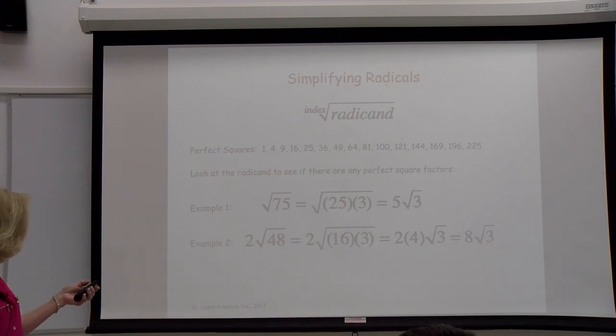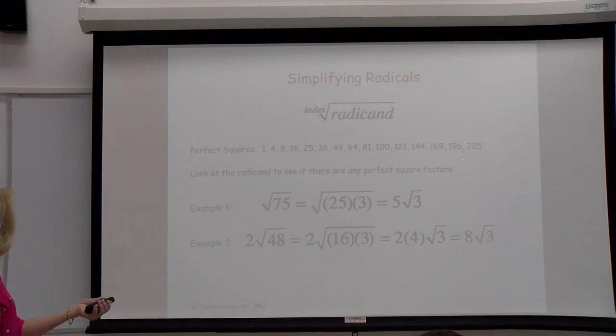Okay, so now let's talk about simplifying radicals. In this case, we have the index. Most of the time, if you don't see a number up there, it's assumed to be a square root. And the number underneath the radical sign is called the radicand. List of perfect squares: I always find that it's helpful to list the perfect squares on the side of my paper before I start simplifying radicals, and I'll show you why in a minute. So I list the perfect squares.